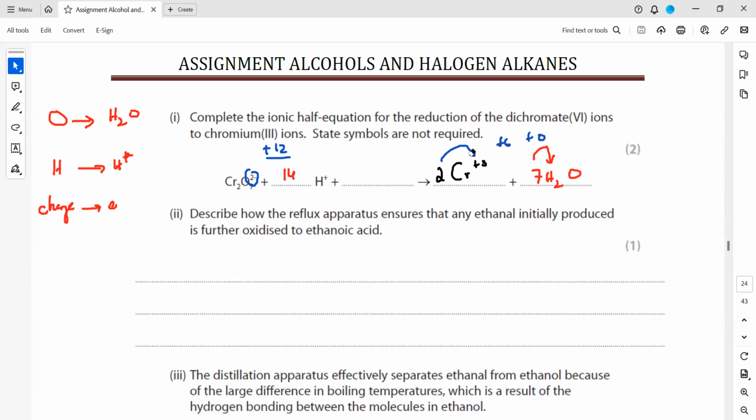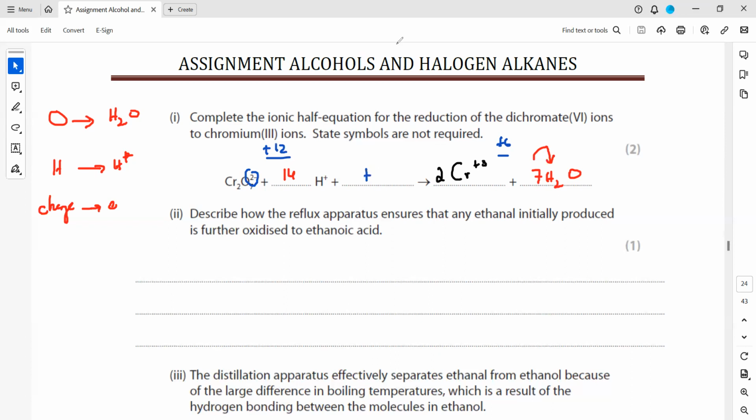So it is plus 6 on the right and it is plus 12 on the left. The side where we have a greater charge, that side we can reduce the charge. So we have plus 12, and plus 12 we can reduce to plus 6. So how can plus 12 be reduced to plus 6?